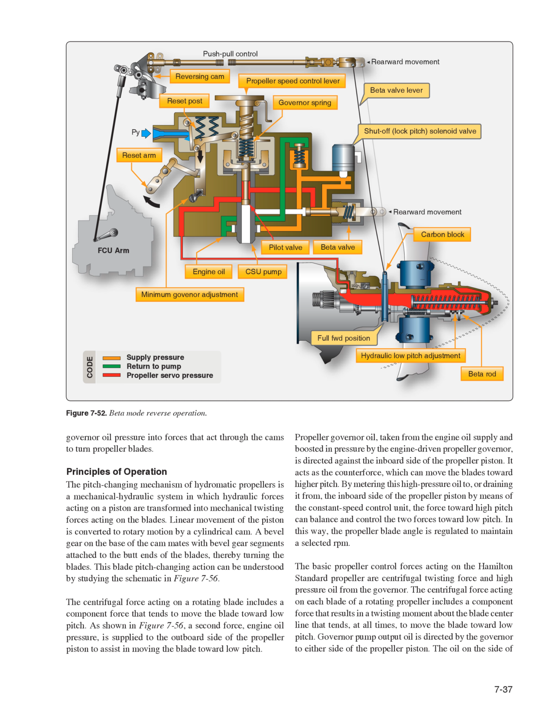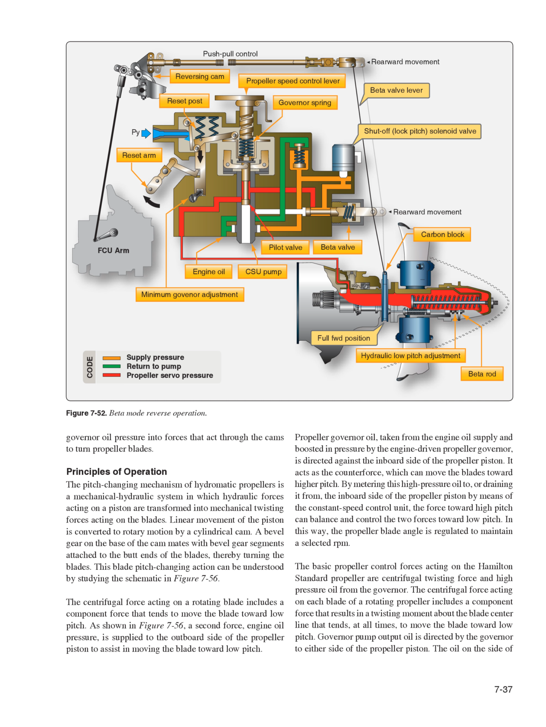The centrifugal force acting on a rotating blade includes a component force that tends to move the blade toward low pitch. As shown in Figure 756, a second force, engine oil pressure, is supplied to the outboard side of the propeller piston to assist in moving the blade toward low pitch. Propeller governor oil, taken from the engine oil supply and boosted in pressure by the engine-driven propeller governor, is directed against the inboard side of the propeller piston. It acts as the counterforce, which can move the blades toward higher pitch.